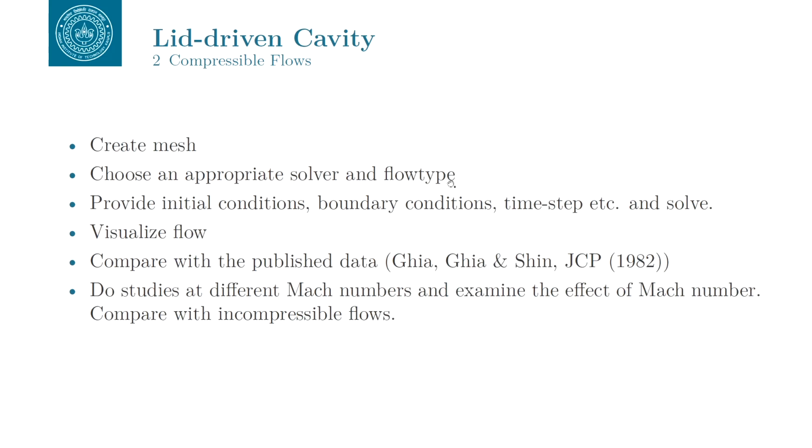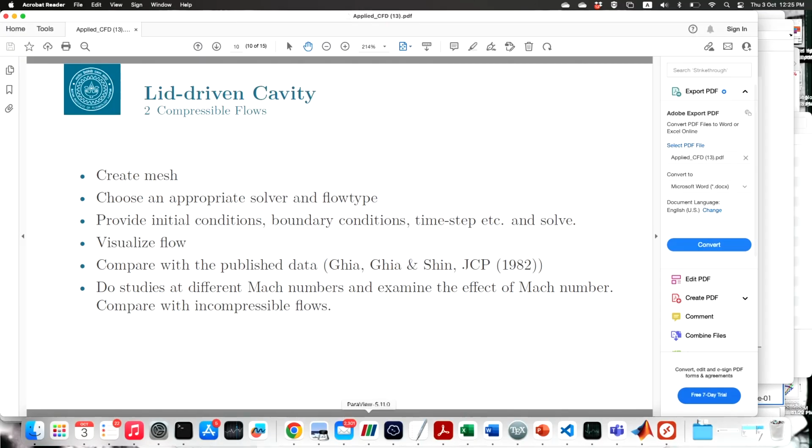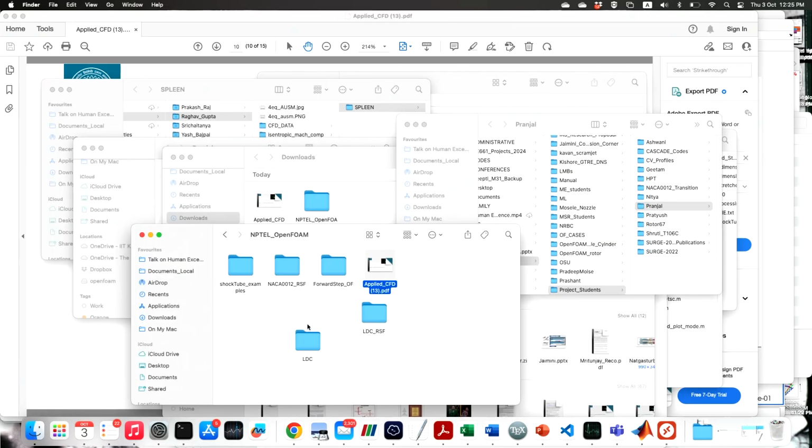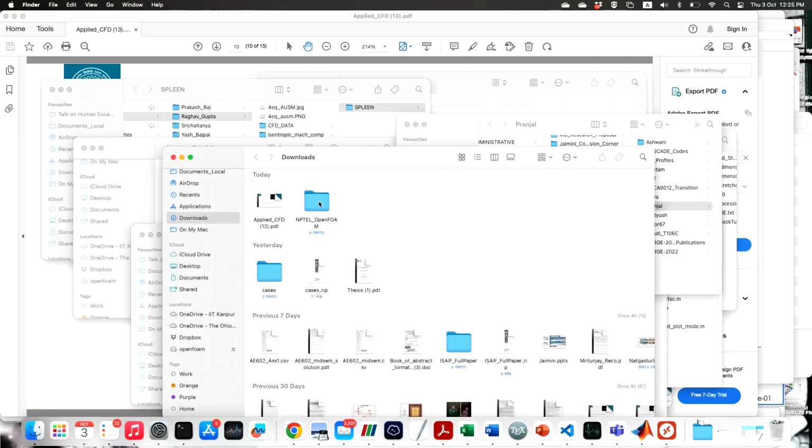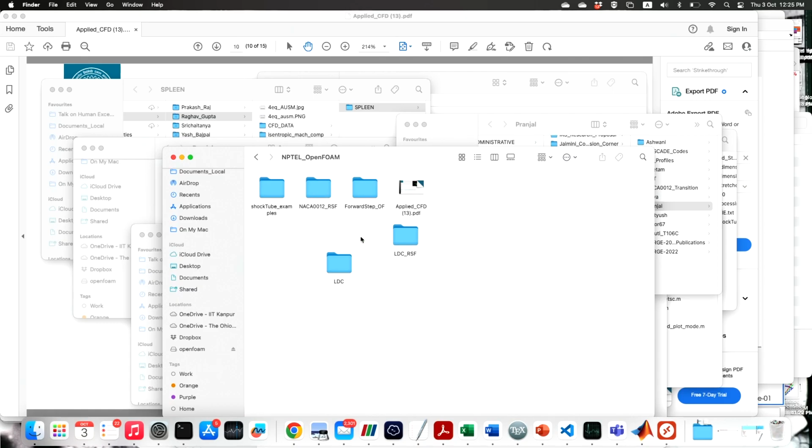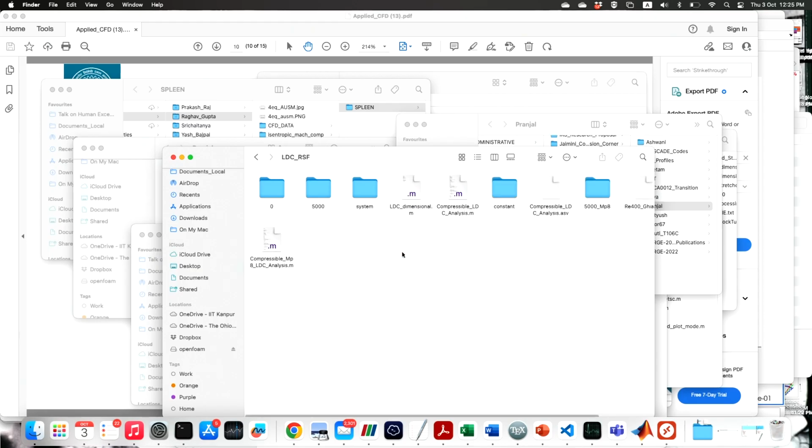So, we will use the same approach. Create the mesh, choose a solver which does this in a compressible manner, set the initial condition and boundary condition, and then what you can do at your home is change the Mach number and see what is the effect of the Mach number. So, let us look at how we are going to solve it. Okay. So, first I am going to show you this example, shock tube.